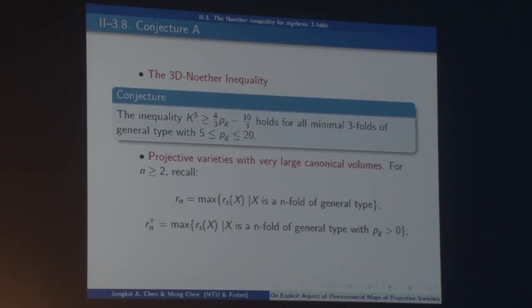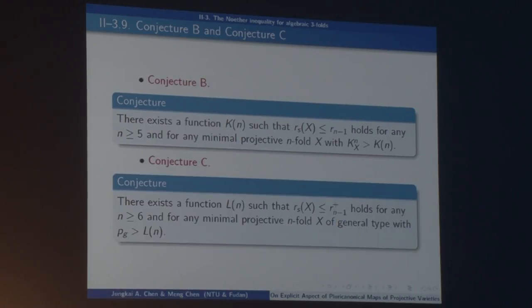Finally, for the last page, I mention two conjectures. This is for Rn, and Rn plus means we consider those minimal threefolds, minimal objects with positive geometric genus. The point is that when the variety has a very large volume, the canonical stability index is the same as a lower dimensional canonical stability index. So here we would like to put forward two conjectures. Both conjecture B and conjecture C in dimension less than four, respectively less than five, are proved by us. So I think my time is up. Thank you very much.